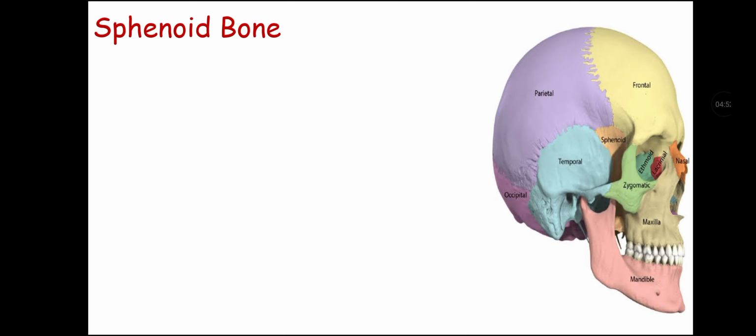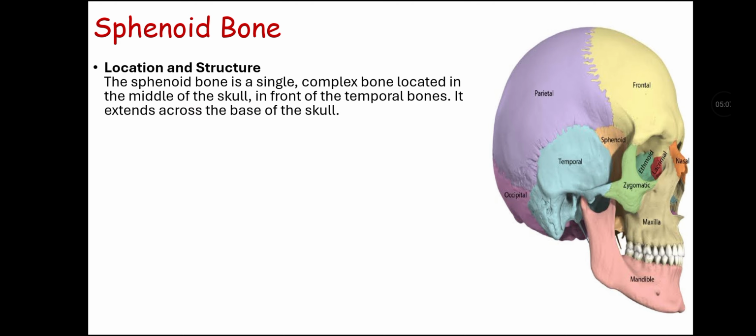Next bone of the cranium is the sphenoid bone. As you can see here in the diagram, the orange colored bone in front of the temporal bone, below the parietal bone, and behind the frontal bone is the sphenoid bone. It is an unpaired bone, which means there is one sphenoid bone in every skull.